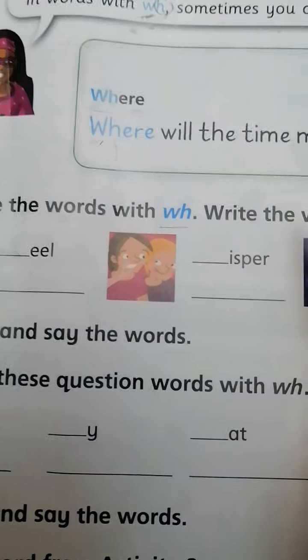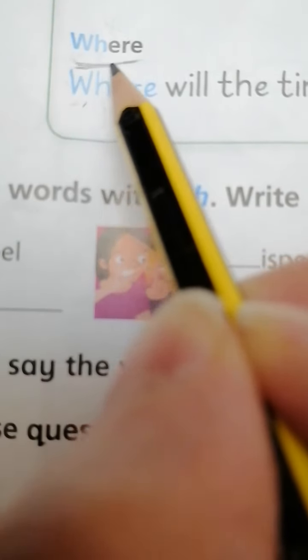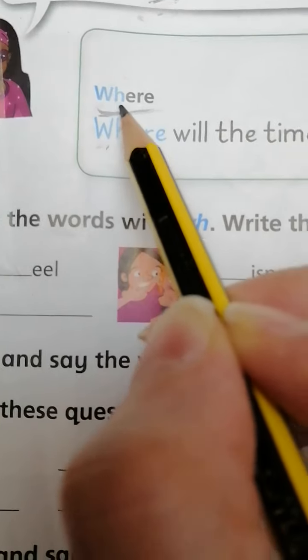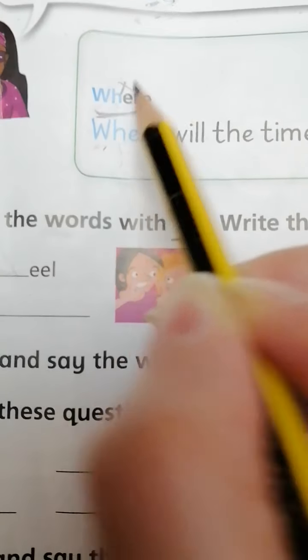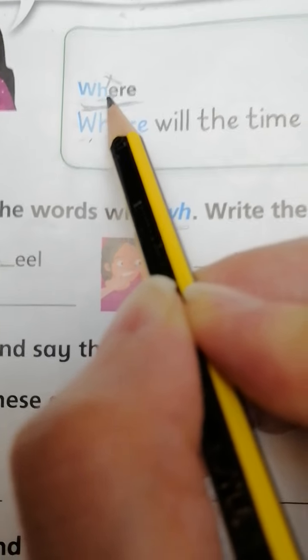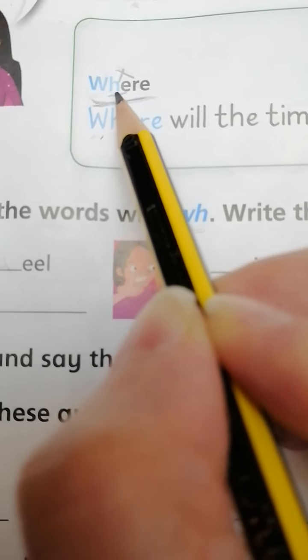Okay. For example, the word where. Do you see the letters W and H at the beginning of the word where? We pronounce the letter W, but we don't pronounce the letter H. Who can tell me why we don't hear the sound of the letter H?